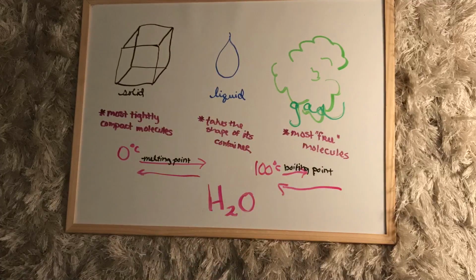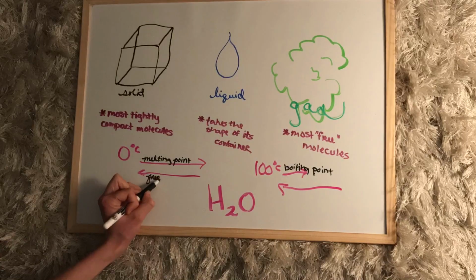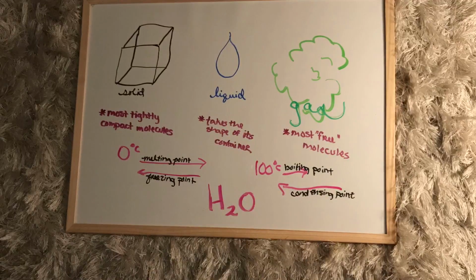But if you start in the opposite direction with a gas that's greater than 100 degrees Celsius and you subtract energy from it, you'll get to the condensing point. And if you keep going, you'll get to the freezing point. So what does all this look like on a graph?